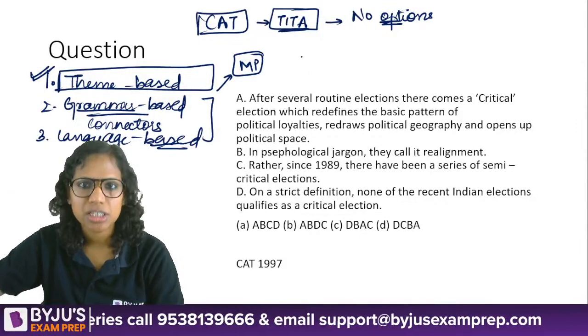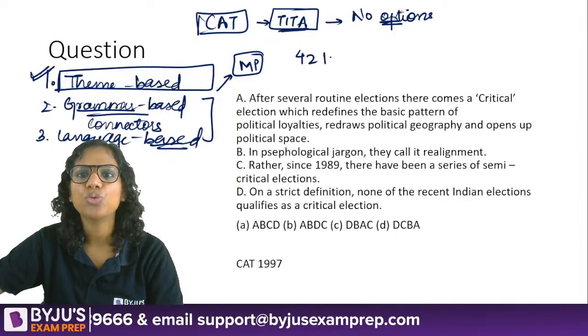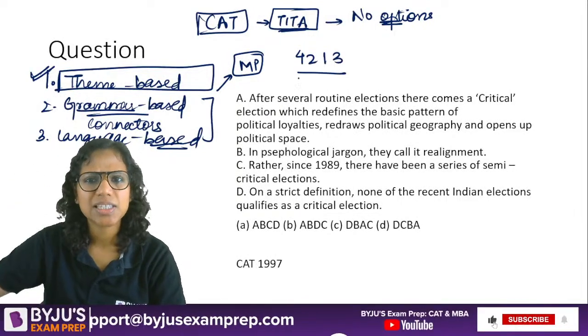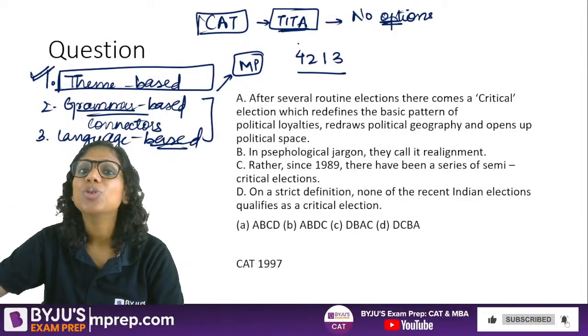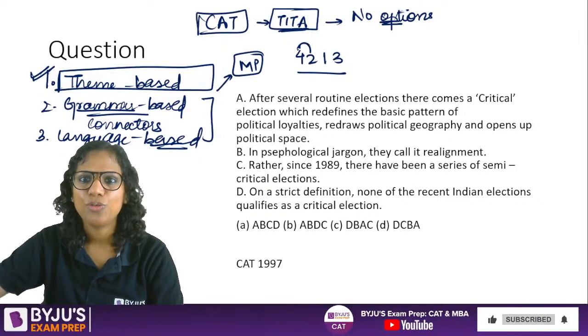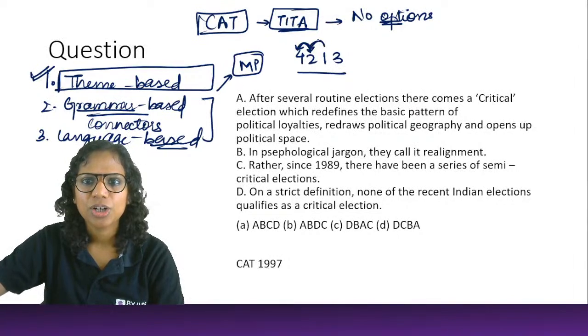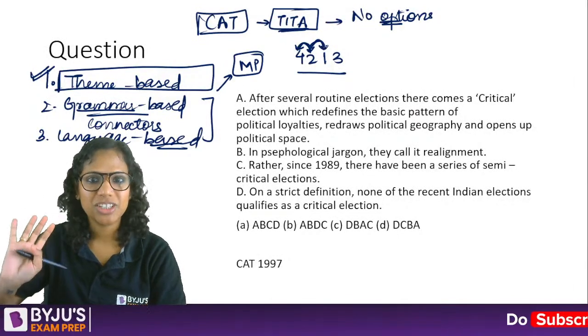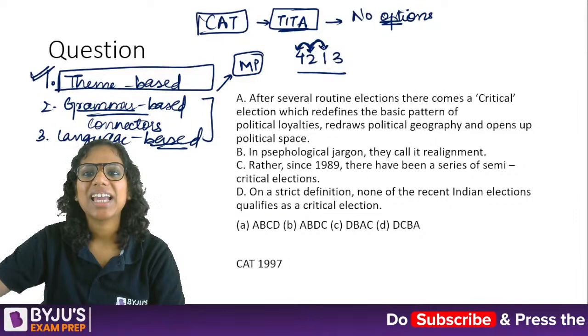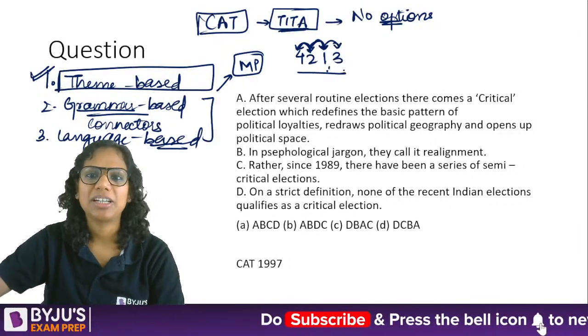If it is a 4-sentence parajumble, let's say the sequence is 4, 2, 1, 3. Then you should be able to identify 3 mandatory pairs. 4, 2, you should be convinced that 4 and 2 is a mandatory pair. 2, 1, you should be convinced 2, 1 is a mandatory pair. And 1, 3, that 1, 3 is a mandatory pair.